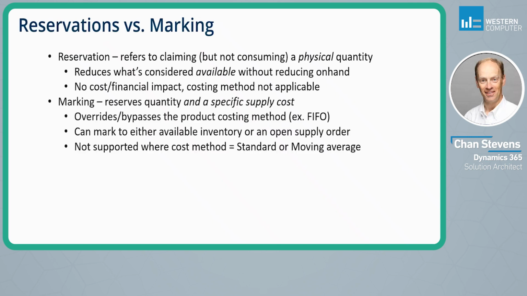Marking, on the other hand, reserves both a quantity of inventory and selects a specific cost that will be used for the transaction when it eventually is fulfilled. This overrides or bypasses whatever costing method you might have on the item, such as FIFO or LIFO. You can use marking against either available inventory or even an open supply order, such as a purchase order or transfer or production order that has not been received into inventory yet. So you can claim dibs on an upcoming receipt before it shows up on hand. Marking is not supported if the cost method is either standard or moving average.